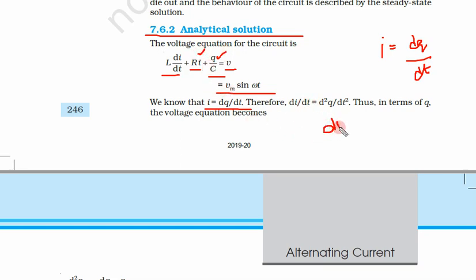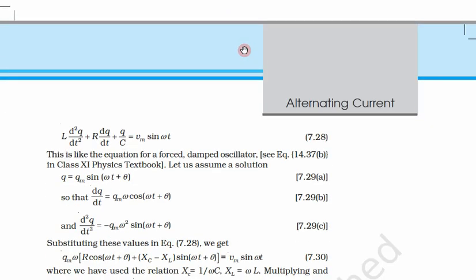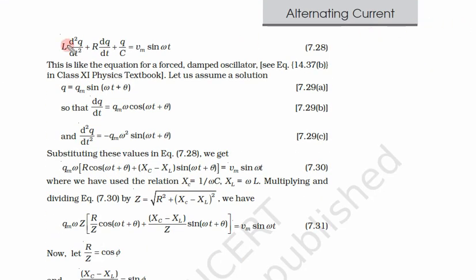Now what is di/dt? If we differentiate further, what do we get? We get d2q/dt square. So di/dt is d2q/dt square. So we have changed the whole equation in terms of charge q. Let us rewrite this equation with these values put in. So this becomes L d2q/dt square + R dq/dt + q/C = Vm sin omega t. So this is our new equation.